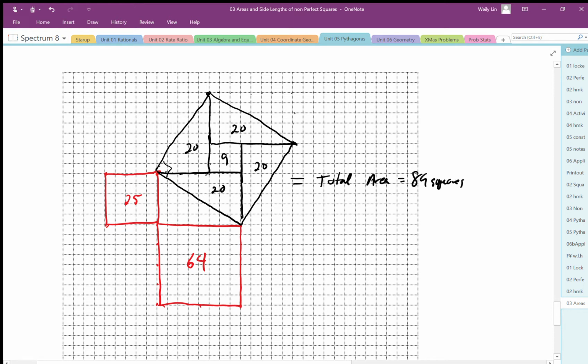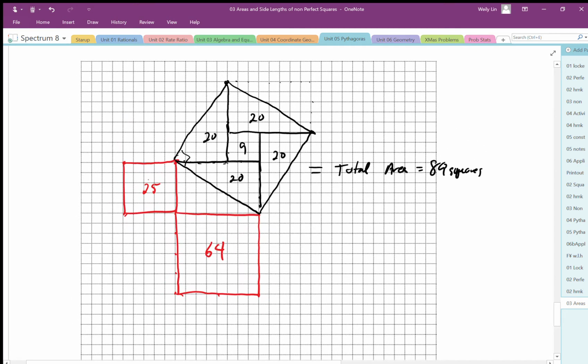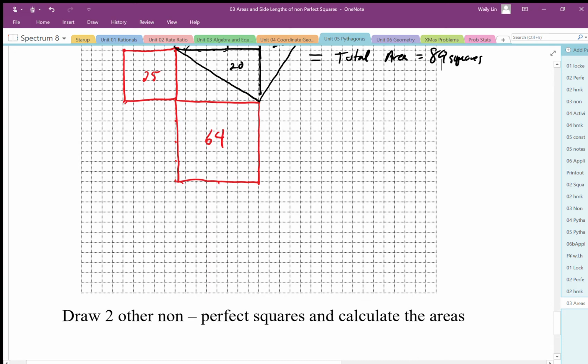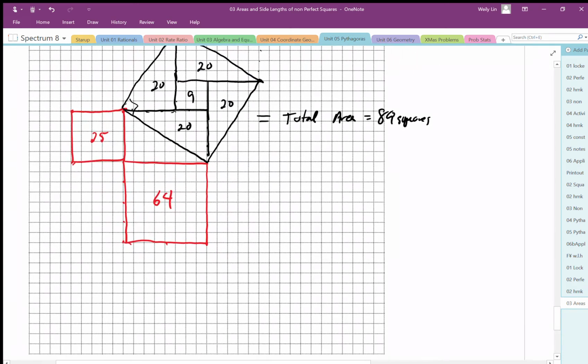Now I can use these squares and make a right triangle with these edge lengths, and the diagonal square should add up to these two squares. So it says here, try to draw two more non-perfect squares and calculate the area. I'm going to just do it randomly here.